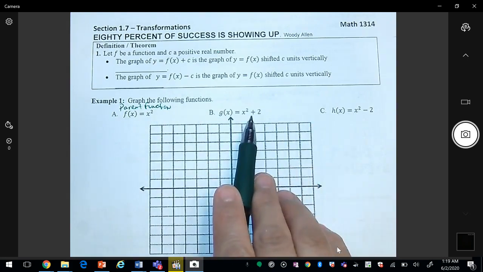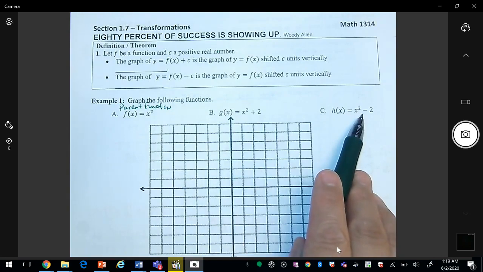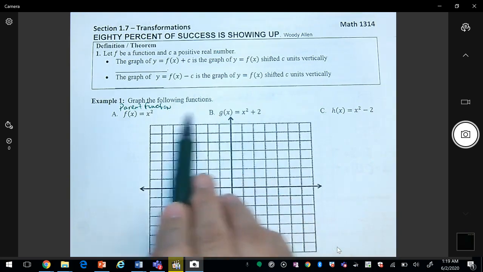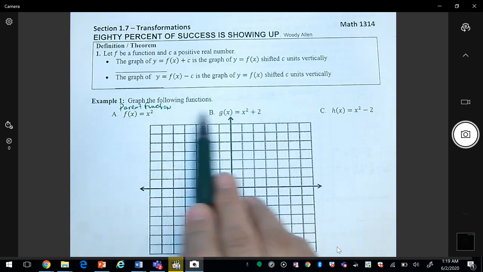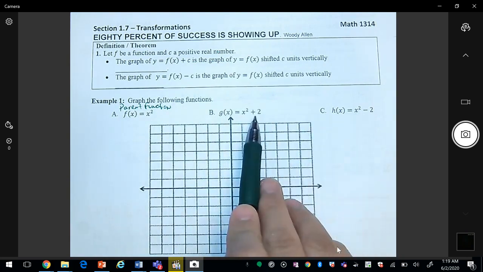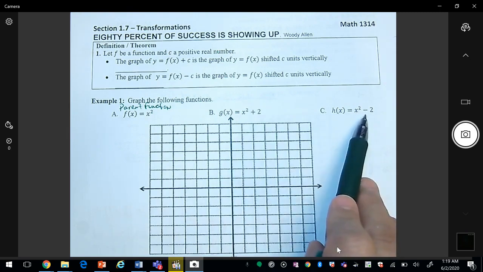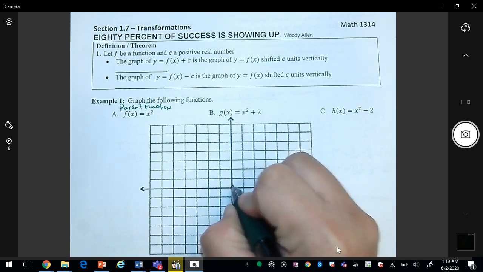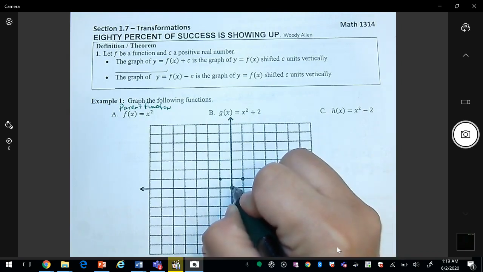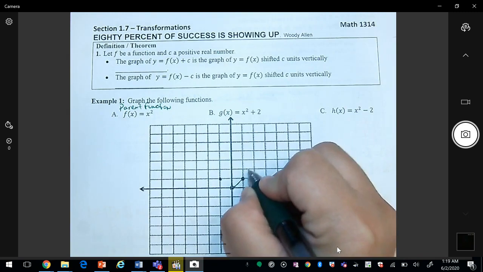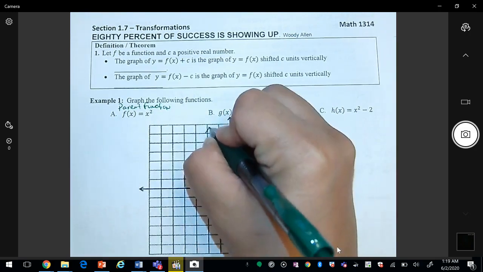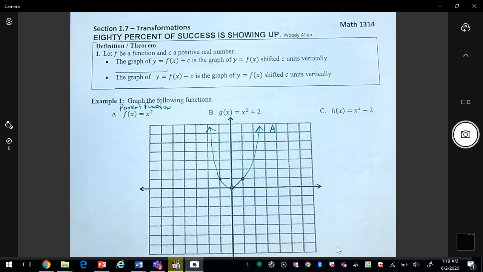However, in B, we're adding a plus 2, and in C, we're adding a minus 2. So these functions, since the highest power is still 2, that means that they're still related to this parent function. They're just going to look a little bit different because of the plus 2 and the minus 2. So we know what the graph for the parent function is. So the graph looks something like this. It's a parabola, U-shape. So this is letter A, so that's your parent function.